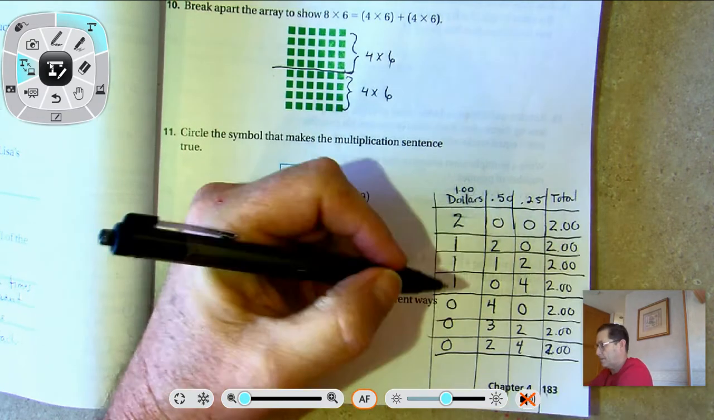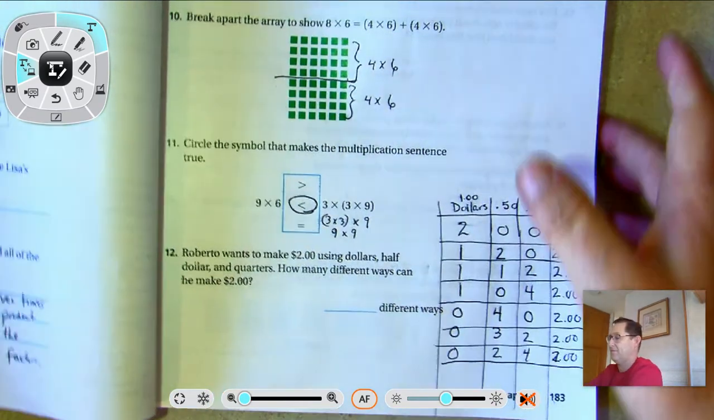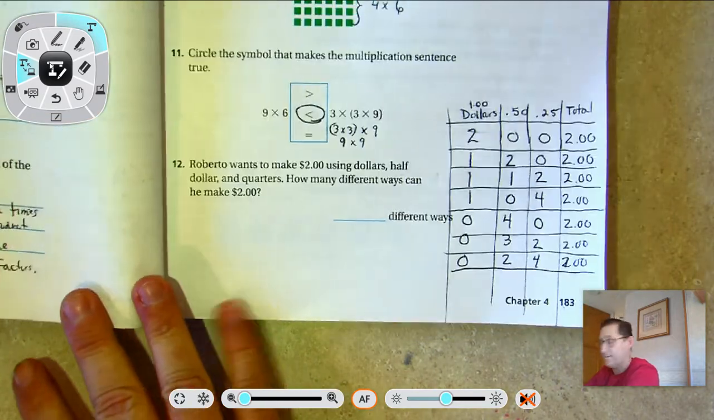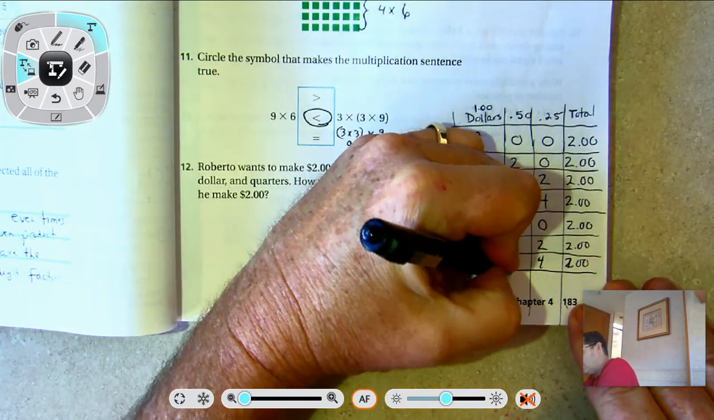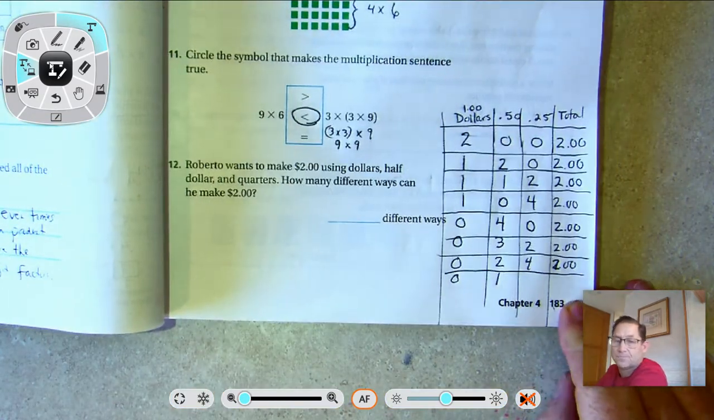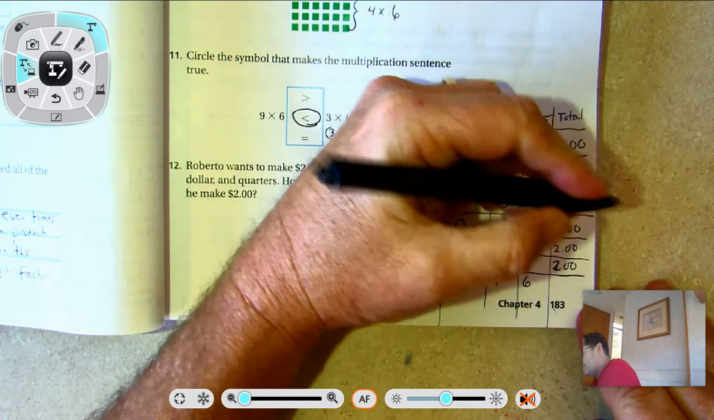$2. Could we have 1 half dollar and the rest be quarters? Yeah, we could. So no dollars, 1 half dollar. We need $1.50 then in quarters. 4 quarters is $1, and 2 quarters is 50 cents. So we would need 6 quarters.